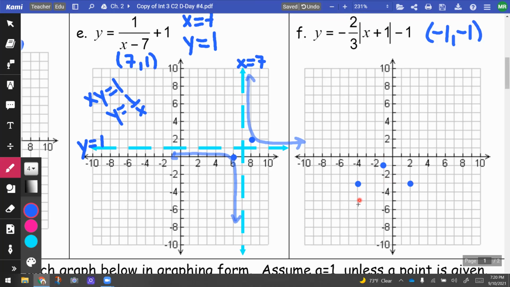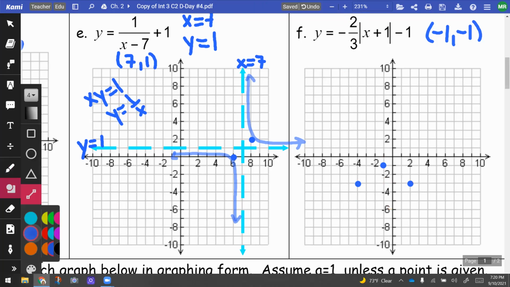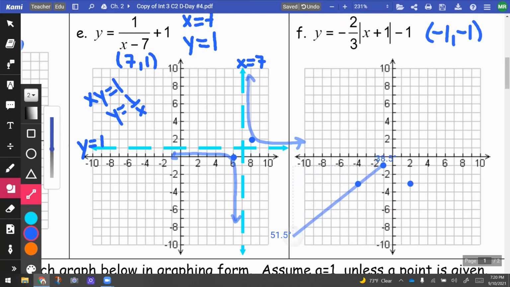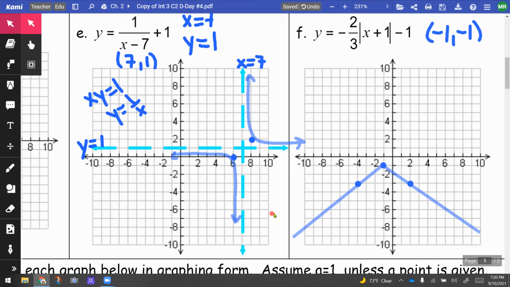Okay, and I can keep doing that if I want. And I'm just going to grab my line. Make it thinner this time. And there we go. And I'm going to put the arrows on it on one end.